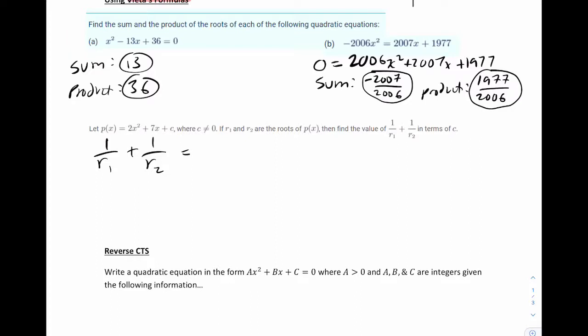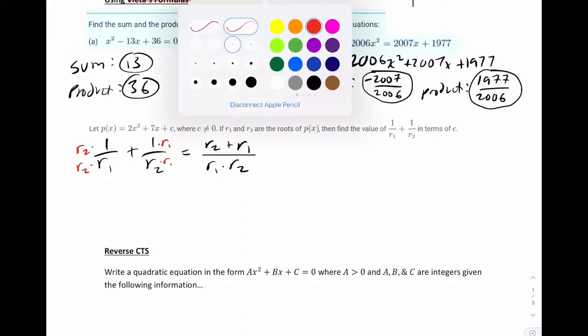If I get the common denominator, notice how that would be r1 times r2. And if you add the numerators together, you get r2 plus r1. And that's because for common denominator, you'd multiply this by r2, this one by r1. Which means this expression is equal to this thing. And this thing should look familiar. This top part, that is simply the sum of the roots. That's negative b over a.